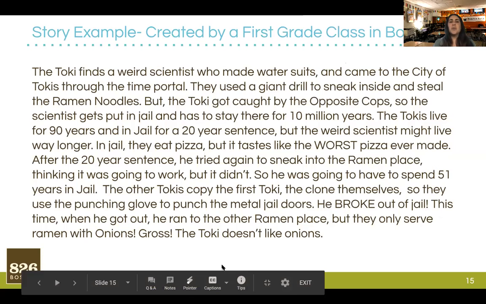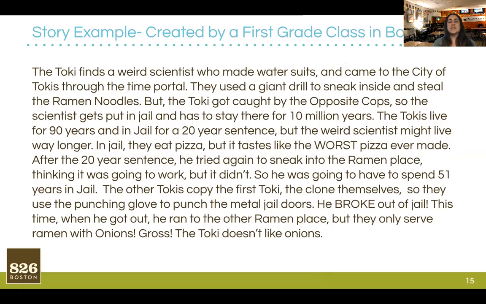The Toki finds a weird scientist who made water suits and came to the city of Tokies through the time portal. They used a giant drill to sneak inside and steal the ramen noodles, but the Toki got caught by the opposite cops. So the scientist gets put in jail and has to stay there for 10 million years. The Tokis live for 90 years and in jail for a 20-year sentence. But the weird scientist might live way longer. In jail, they eat pizza, but it tastes like the worst pizza ever made.